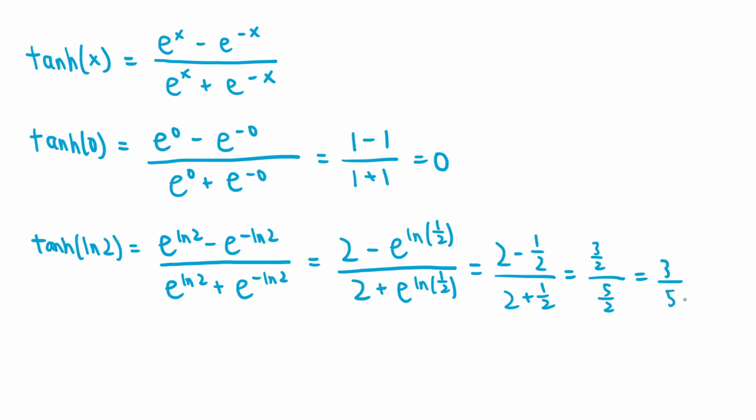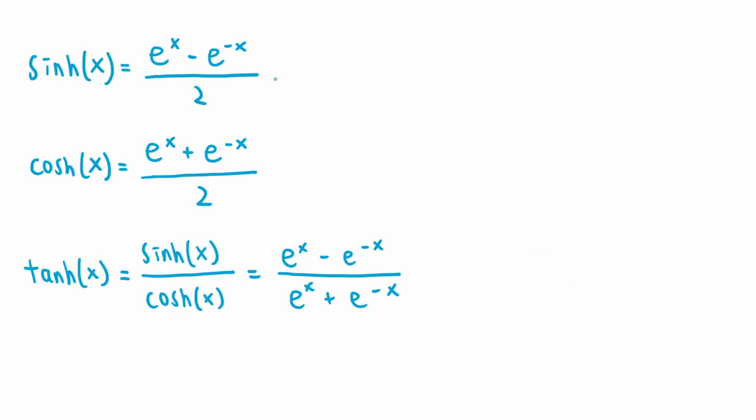And if we simplify this complex fraction by multiplying both the numerator and denominator by 2, this simplifies to 3/5. So to summarize, the hyperbolic functions sinh of x and cosh of x are defined in terms of exponential functions. The function tanh of x is defined as sinh of x over cosh of x, and we can rewrite this in terms of exponential functions using the definitions of sinh of x and cosh of x.